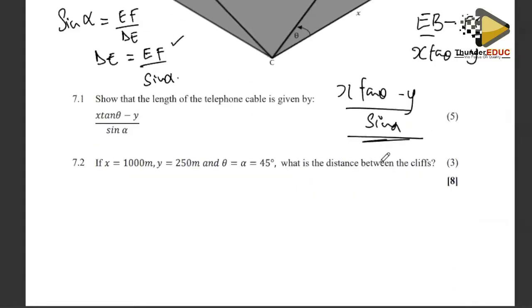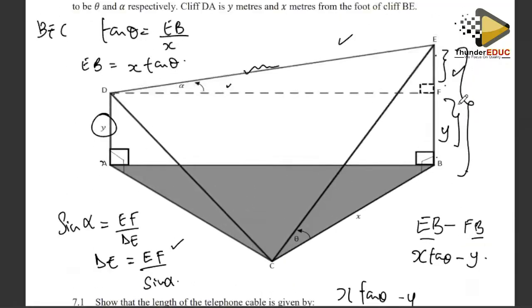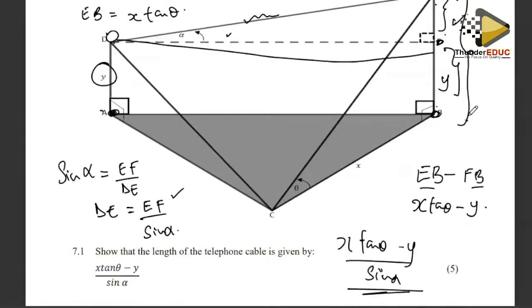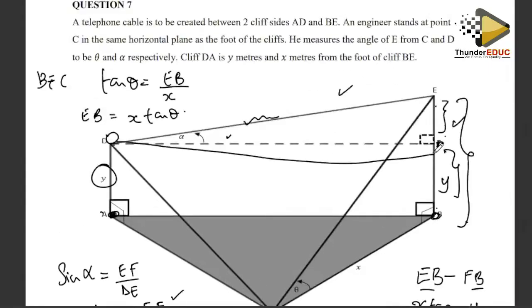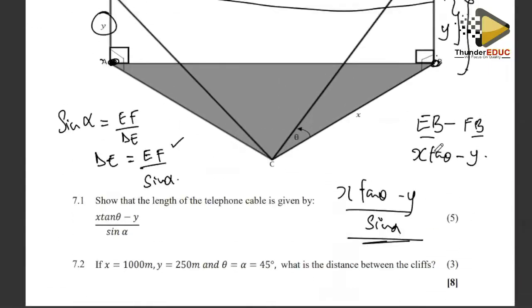Then if X is that, Y is that, and theta and alpha are 45, what's the distance between the cliffs? So we can use... because they want the distance AB. Is that true? No, not AB. Yeah, it's the same as AB because they are focusing on DF, this distance. But we already have our DF. Is there anything that combines DF here? No, we didn't look at it. But it's fine. Let's do the substitution and find DF.